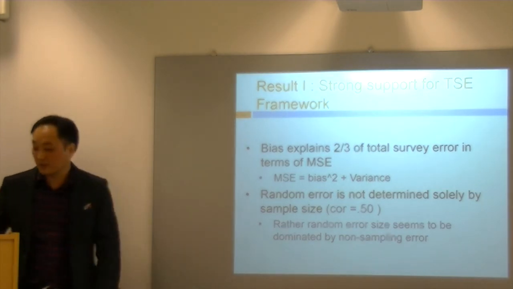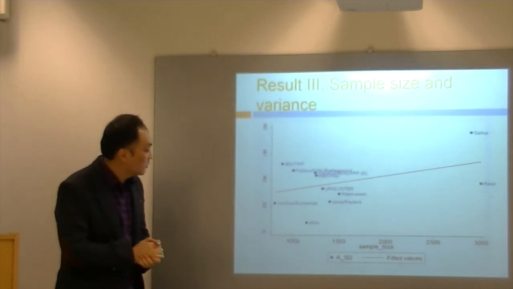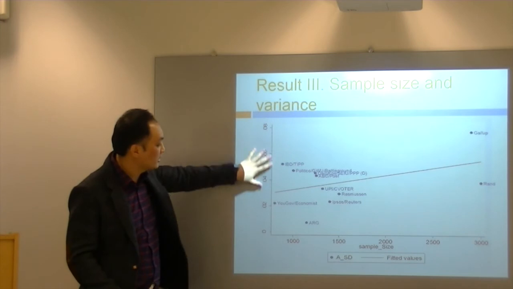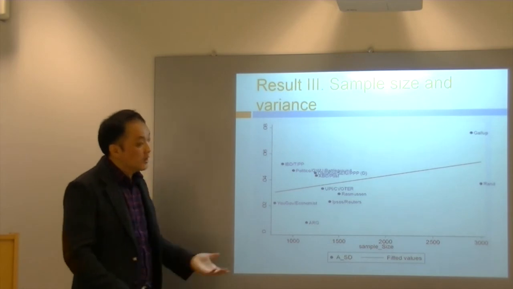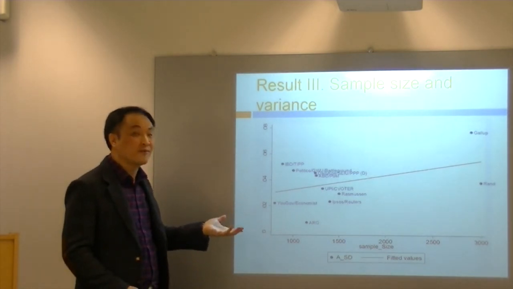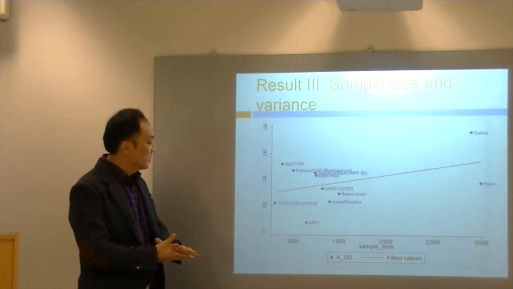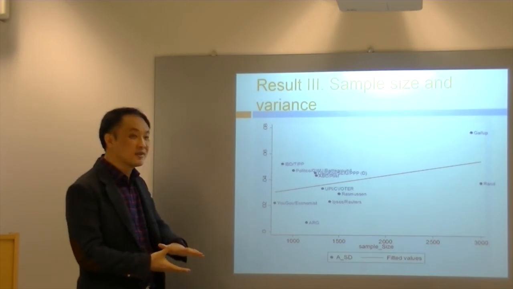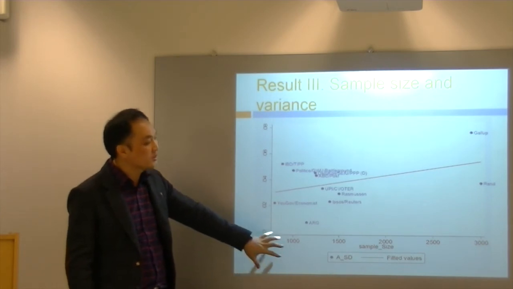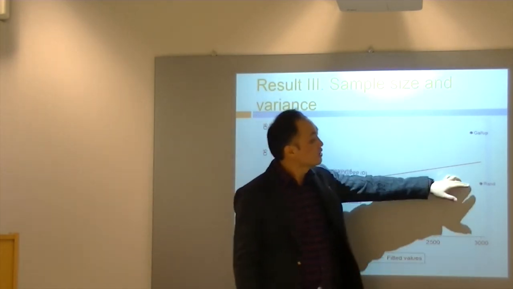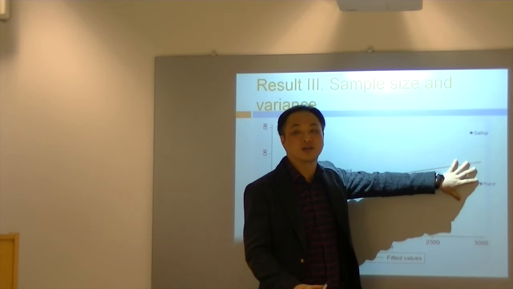And the other actually very important thing is this one. This graph represents the standard deviation on the y-axis, and on the x-axis it represents sample size. Well, actually we ran a simple regression. We found that there is a significant positive relationship between sample size and the size of standard deviation. What this means is if one poll has a bigger sample size, it's more likely to fluctuate, which does not make sense if only sampling error exists.